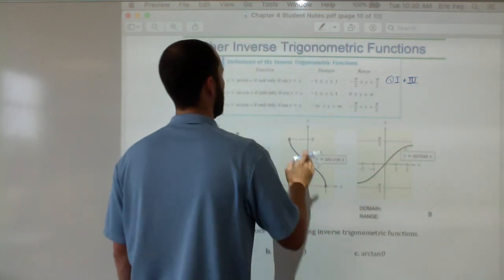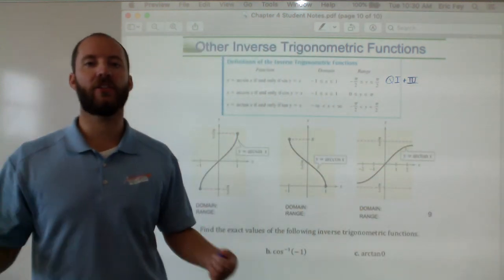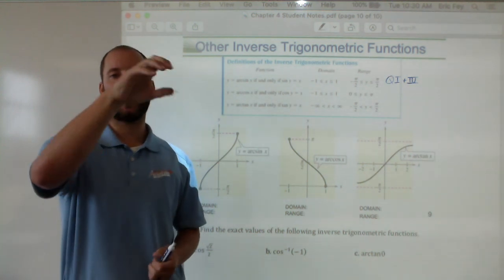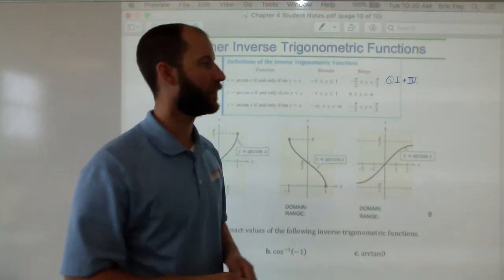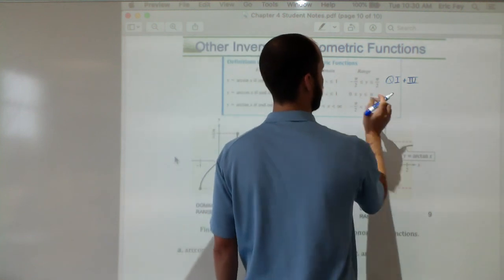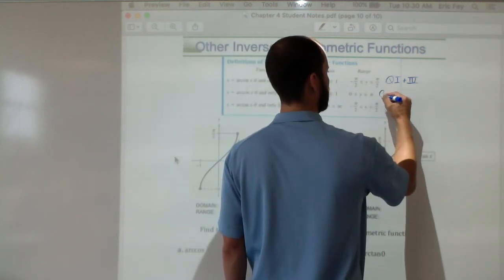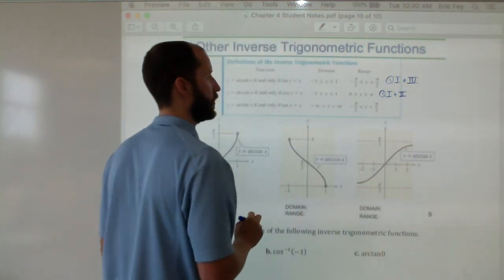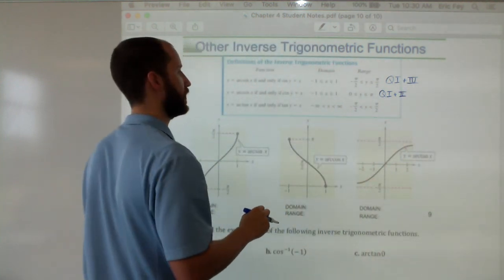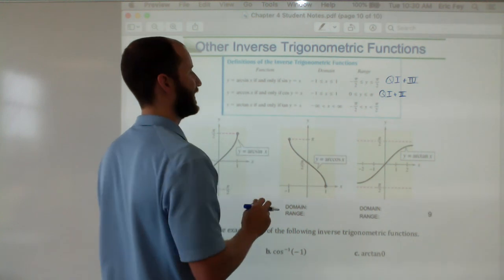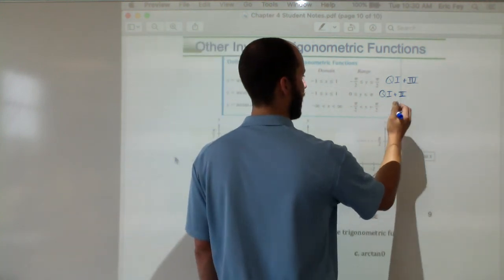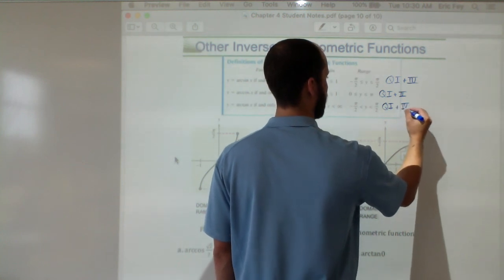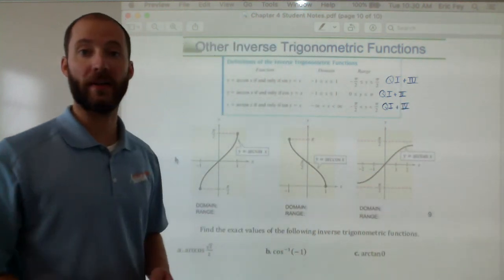Cosine, now cosine is your x-coordinate. And x is positive in the first quadrant, negative in the second quadrant. So our range for cosine is quadrants 1 and 2. Your answers can only come from quadrants 1 and 2. Arc tangent from -pi over 2 to +pi over 2. So that's the same as arc sine, quadrants 1 and 4.